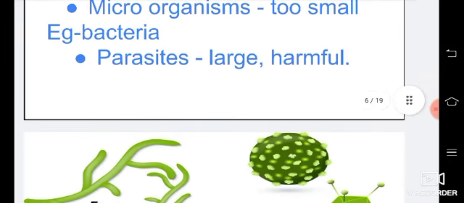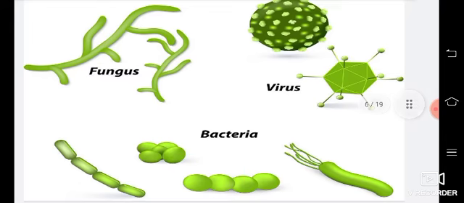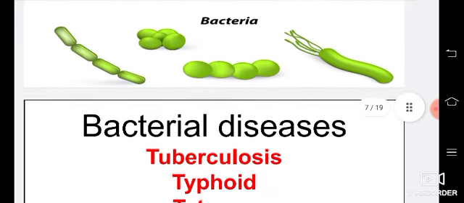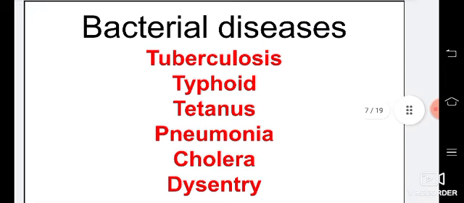Okay, coming to the bacteria, look at the pictures. This is the picture of different types of organisms under the microscope: fungus, virus, and bacteria. You will learn about each one in detail in the 7th standard. Okay, next, bacteria. These are some of the diseases a human can get.